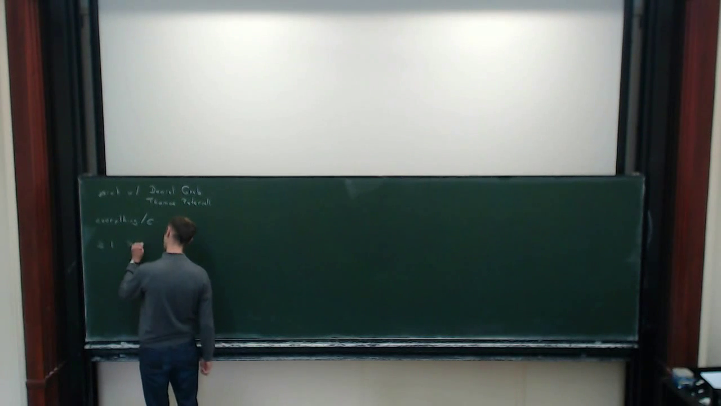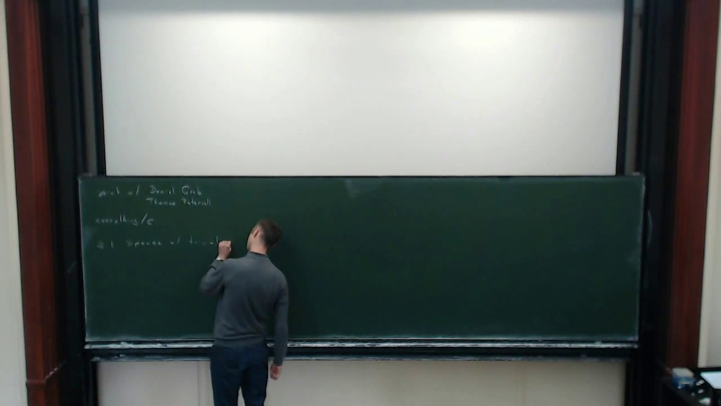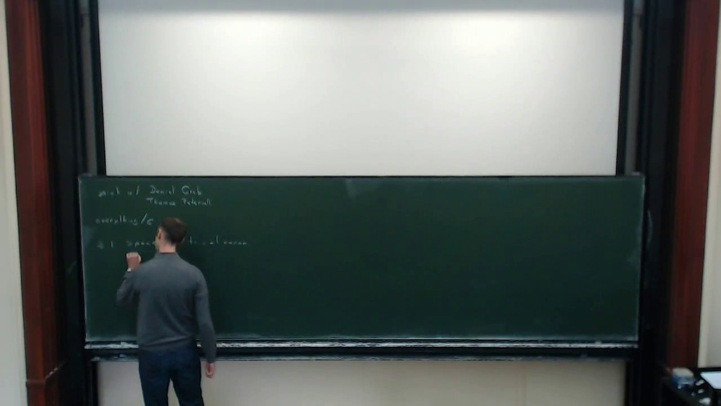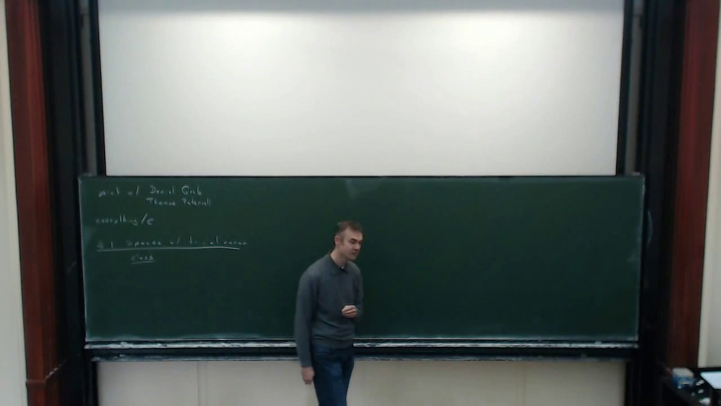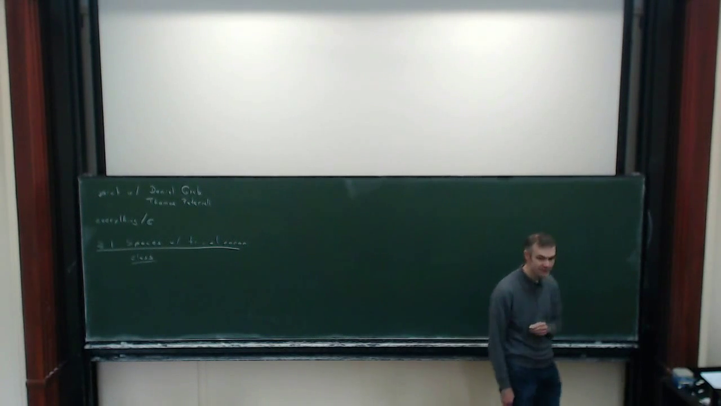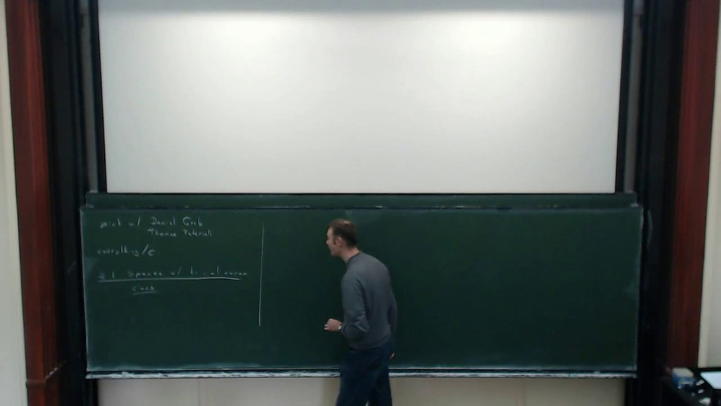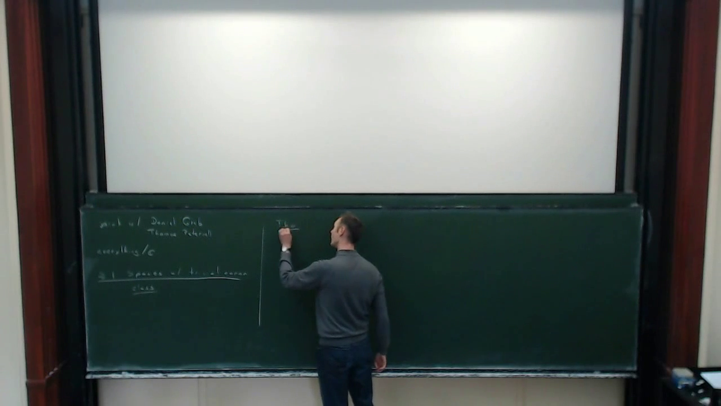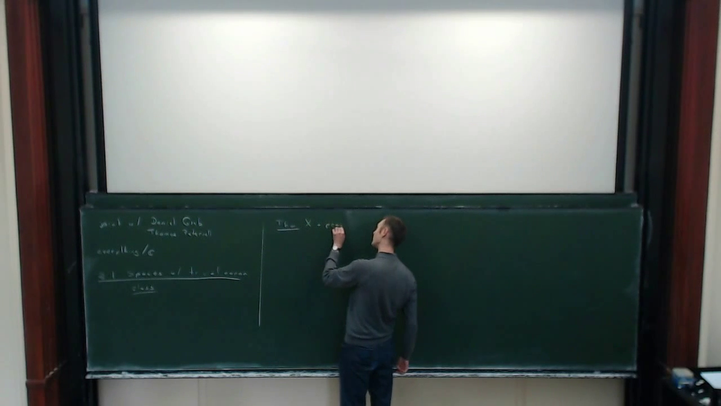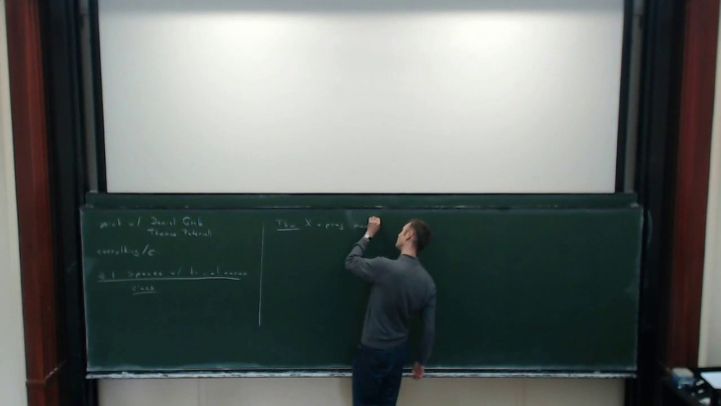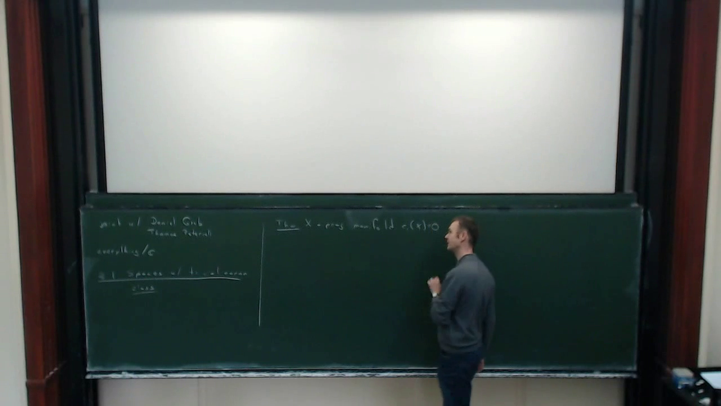So this is spaces with trivial canonical class. And maybe one of the most fundamental results is a decomposition theorem that exists for spaces or manifolds with a vanishing first Chern class. So X, a projective manifold, C1 of X is assumed to be 0.